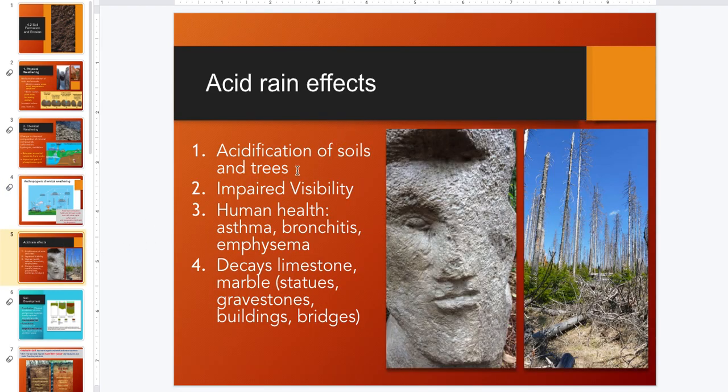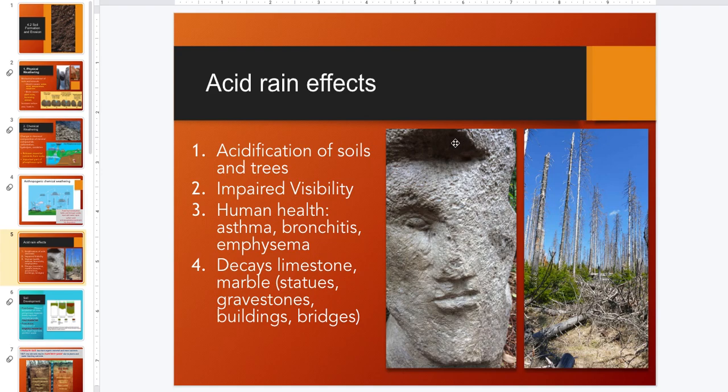The effects of acid rain: it increases the acidity, it decreases pH of soils, it affects waterways, which can affect plant growth. It impairs visibility, it makes it harder to see things. It can aggravate respiratory illnesses such as asthma and bronchitis, and it decays limestone. It starts dissolving some of these common building materials like concrete.